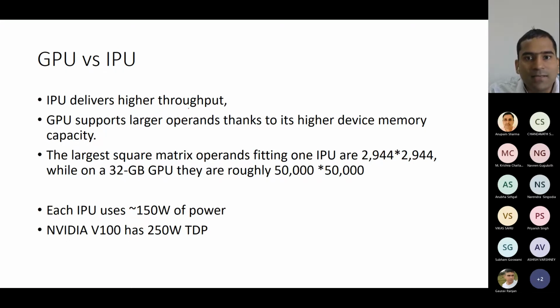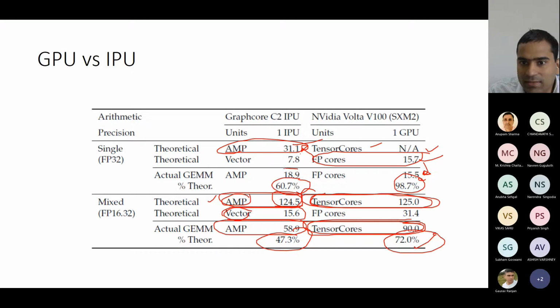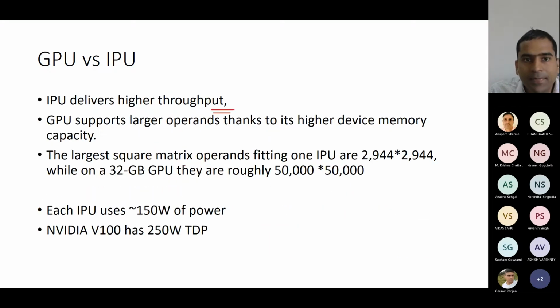Now IPU delivers higher throughput. Of course, the theoretical throughput is higher and actual throughput is also higher. Only the percentage of the peak that you are able to achieve is lower. GPU supports larger operand thanks to its high device memory capacity.